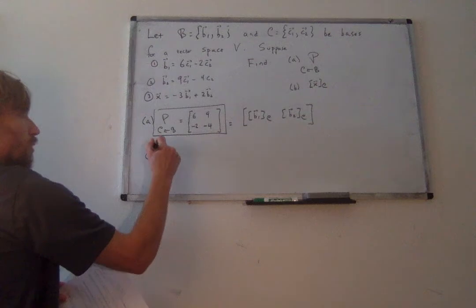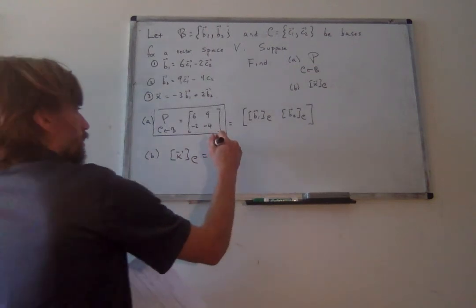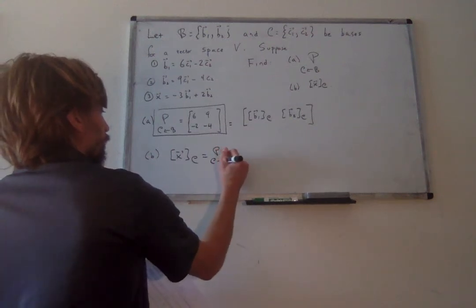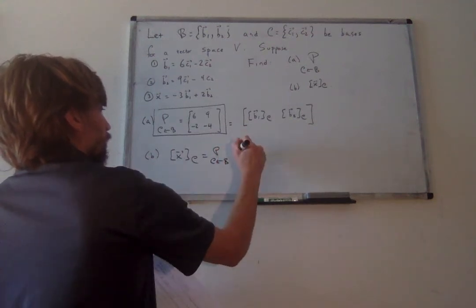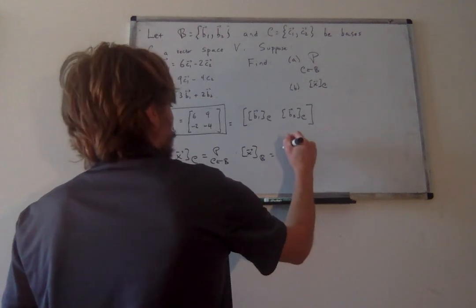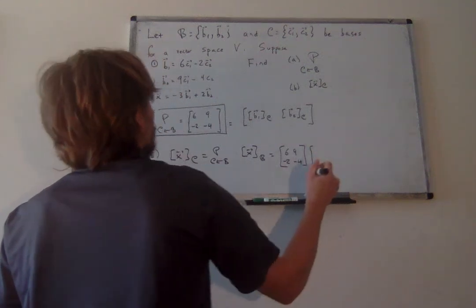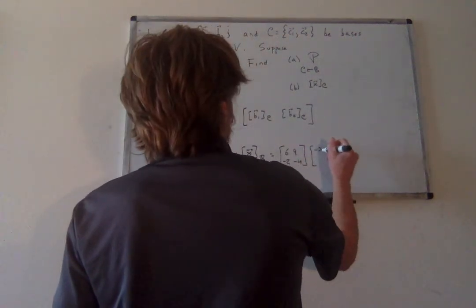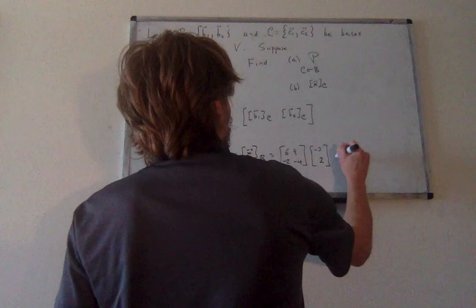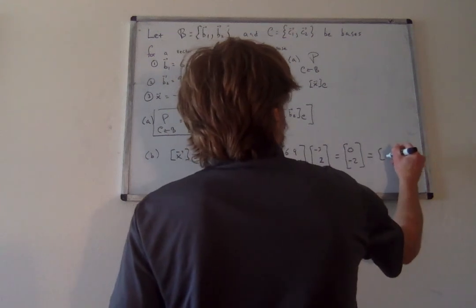Well, and then we actually know at this point that part B isn't too much harder, because this is just the B to C matrix times the B representation of x. And so this is the matrix 6, 9, -2, -4 times the vector -3, +2. And so multiplying this out, you should get 0, -2. And that would be your C representation of x.